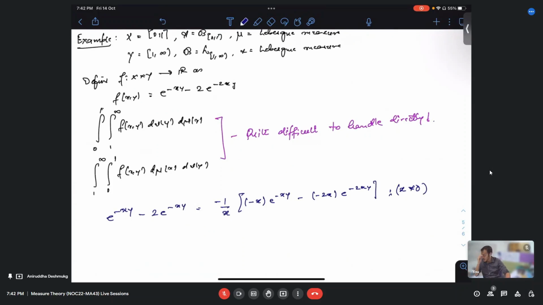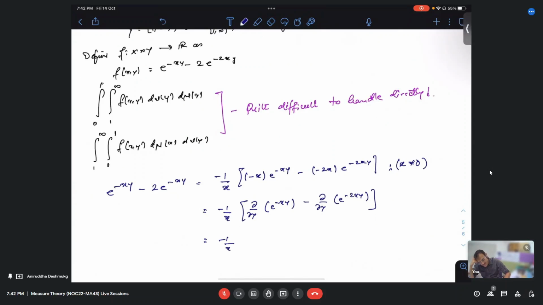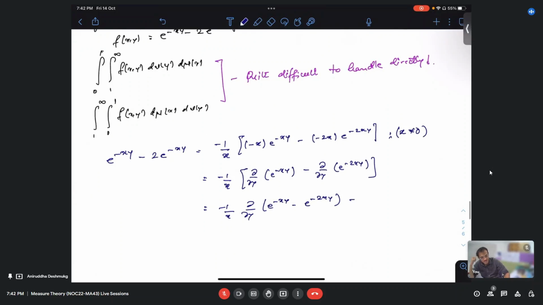No worries. Which is clearly minus 1 over x, derivative of e to the power minus xy, minus derivative of e to the power minus 2xy. So all in all, this whole thing is minus 1 over x, derivative of e to the power minus xy minus e to the power minus 2xy. So this is one thing to observe.